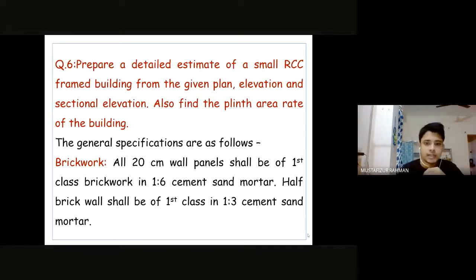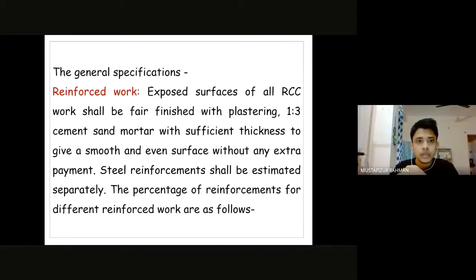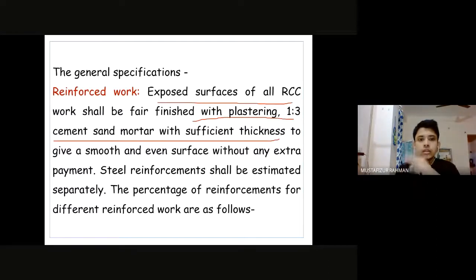General specifications are like this: 20 centimeter wall panel and 10 centimeter wall panels are there. Then in the specification, we are told what will be the type of brick: first class brickwork and 1:6 cement mortar. Then half brick wall, 1:3 cement mortar. This type of general specification are given. Then for reinforced concrete work also, exposed surfaces of RCC, plastering 1:3 cement mortar with sufficient thickness, like this. The specifications of work are mentioned.